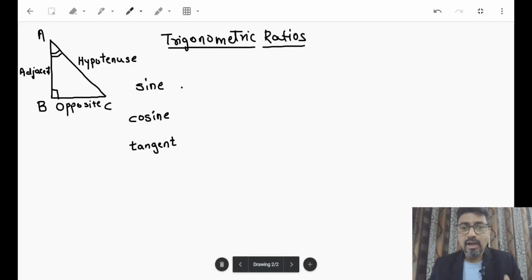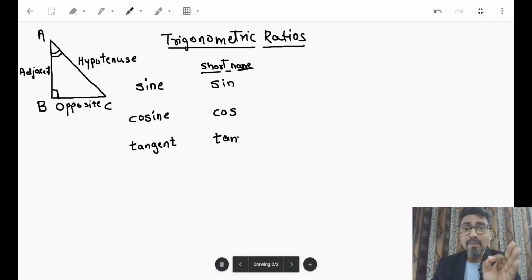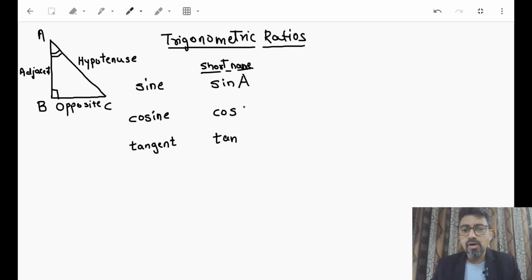Now, I said we are talking about sine, cosine, and tangent. They have shorter versions. The short forms would be sin, that's S-I-N. Cosine will be shortened to cos, and tangent will be shortened to tan. Followed by sin, cos, and tan, we write the name of the angle which we are considering. So, in our case, which acute angle are we considering? We are considering angle A. So, I will write sin A, cos A, and tan A.